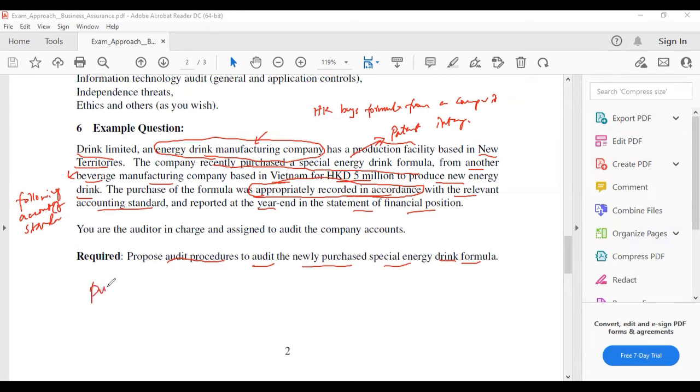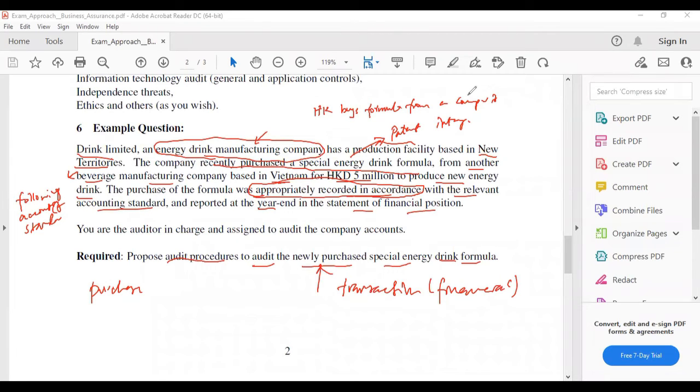So this newly purchased special drink formula is a transaction. It's a financial transaction between two parties. So as an auditor, you would have to make sure that this is an actual transaction, right? That is, that the company is not doing any fraud or something, right?